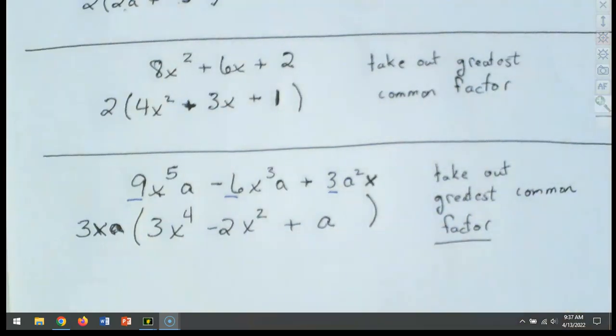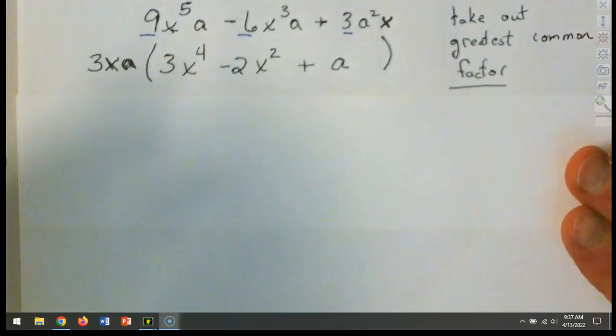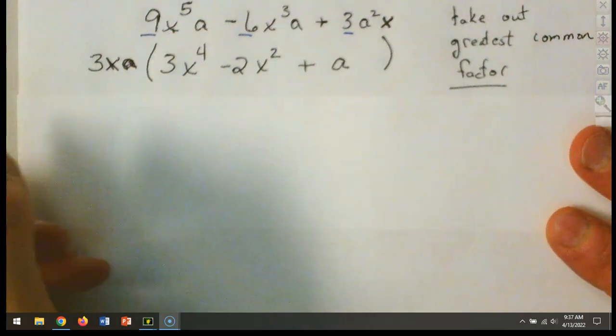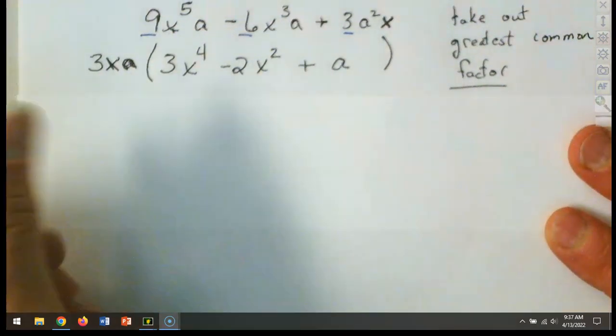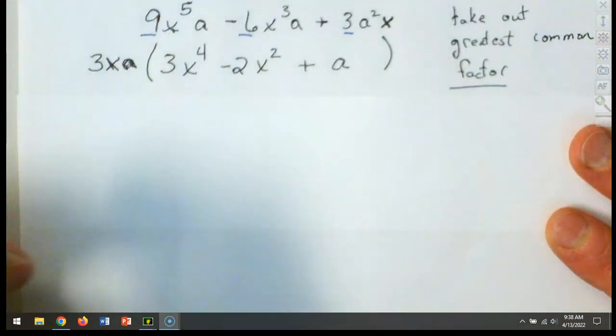And again, this is taking out the greatest common factor. Okay, so we're going to be taking out the greatest common factor here. Let's try another one, and then we'll look at how to handle parentheses. Let's try to take out again the greatest common factor. Let me come up with something that'll work. I'm going to give you 4 terms this time.